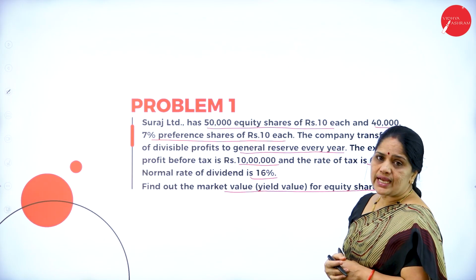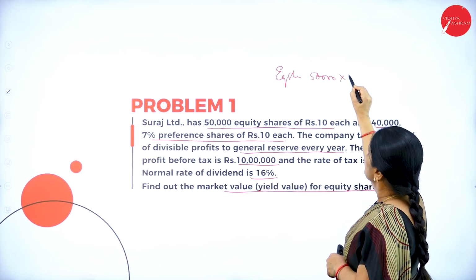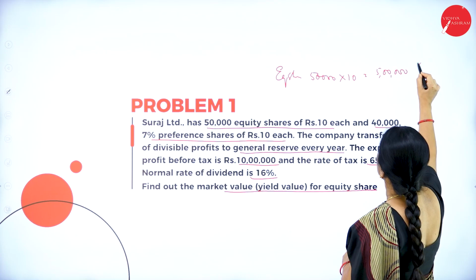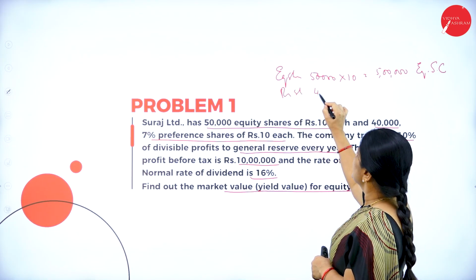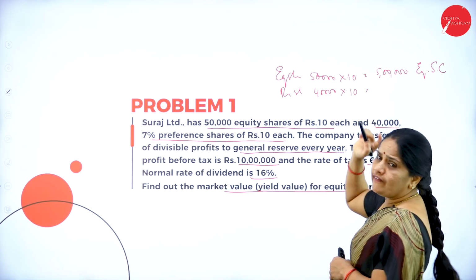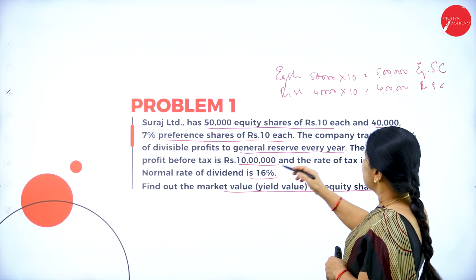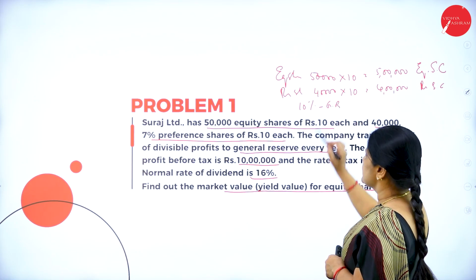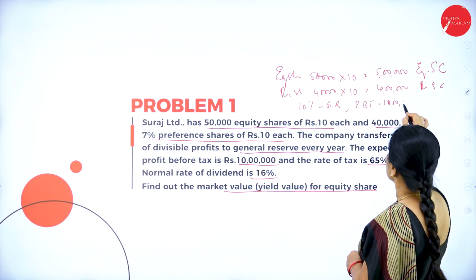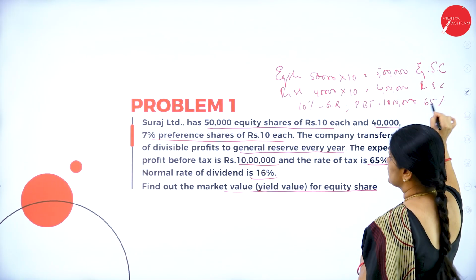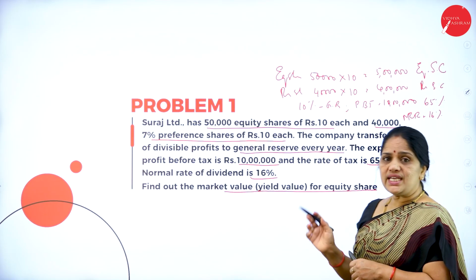Now let us see what is the equity share capital here. So what is the number of shares here? 50,000. So this is the equity shares here. So 50,000 into 10, that comes up to 5 lakhs. So this is the equity share capital, and 40,000 7% preference shares. So preference shares will be 40,000 into 10. So value of each share is 10 rupees. So that will be 4 lakhs. So this is the preference share capital. Then 10% of the divisible profits is transferred to the general reserve, and the expected profit before tax is PBT. It is how much? 10 lakhs. And then the rate of tax is 65%. Then the NRR is 16%. So we have to find the market value of the equity share.